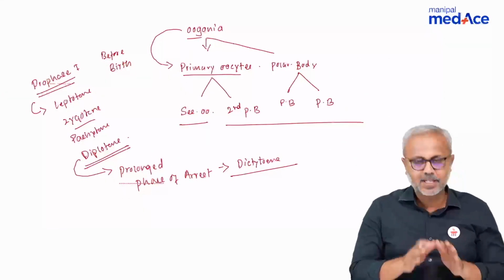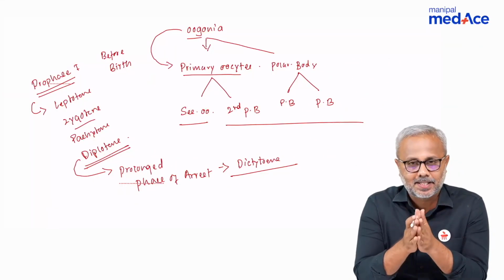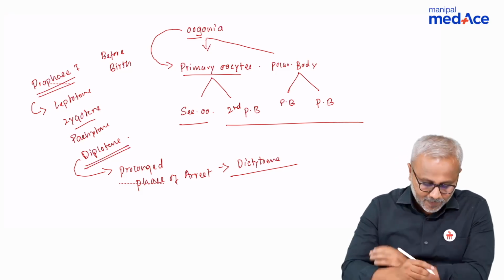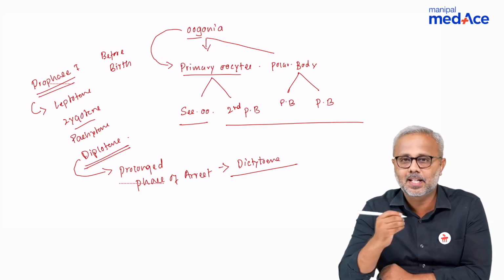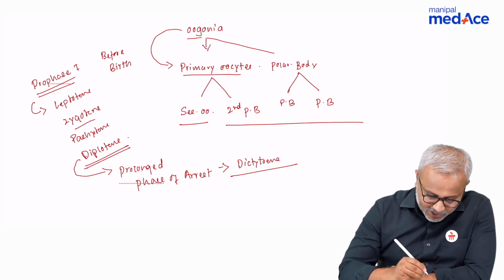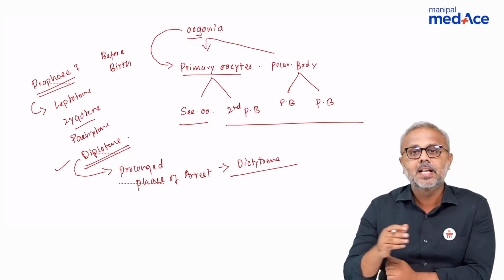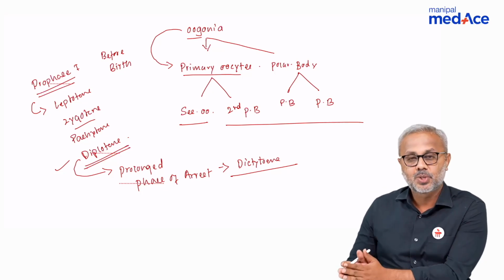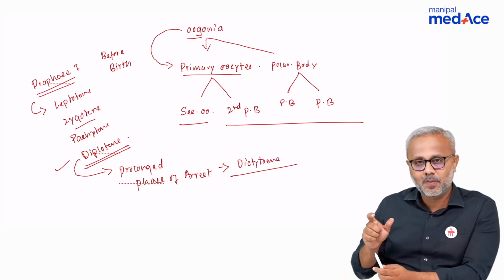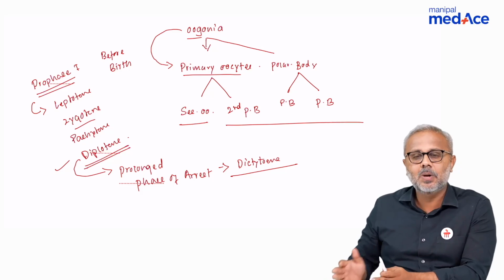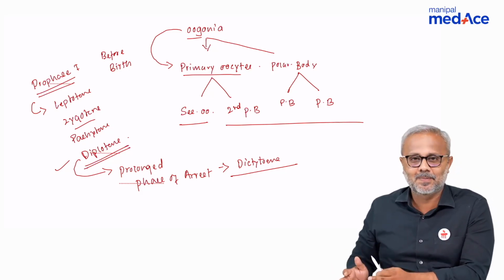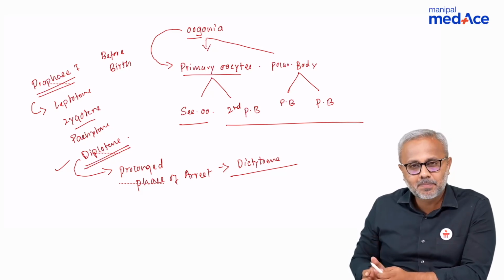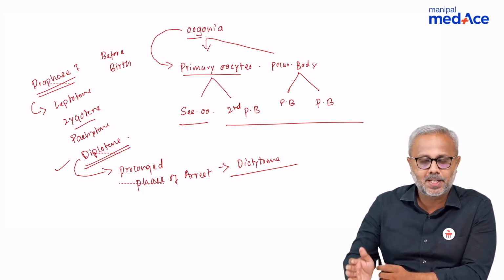Now, this is the stage at which the primary oocyte will get arrested, prophase 1 of meiosis 1. Now, when exactly is this completed? So remember, prophase 1 is completed just before ovulation. The first cycle of oogenesis will last for about 12 to 14 years. Just before ovulation, this prophase 1 is completed.